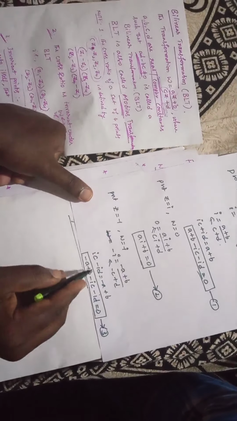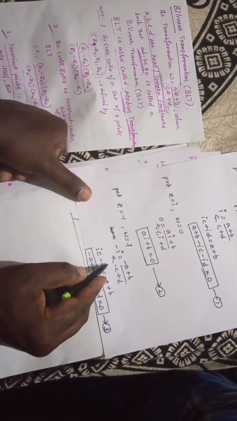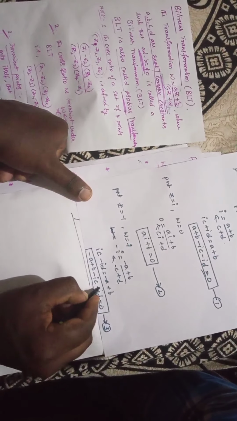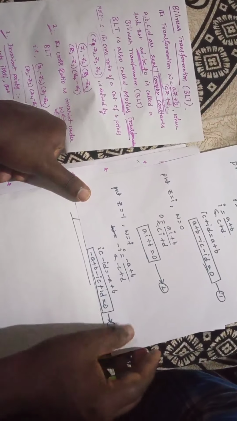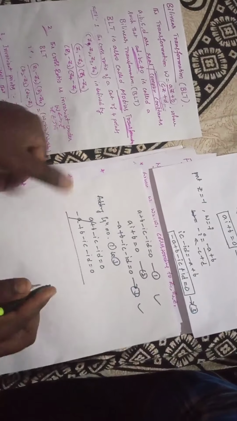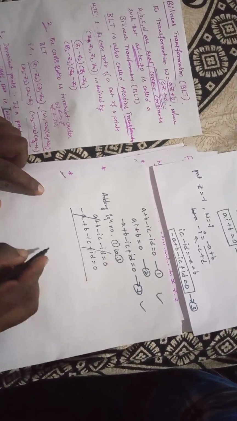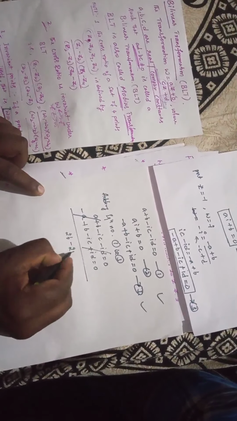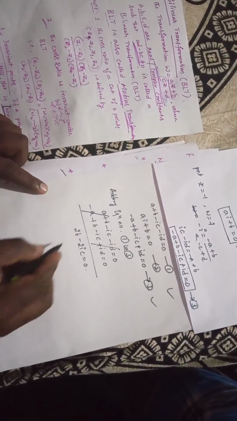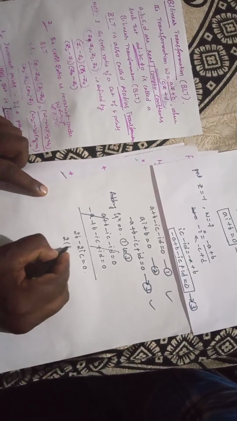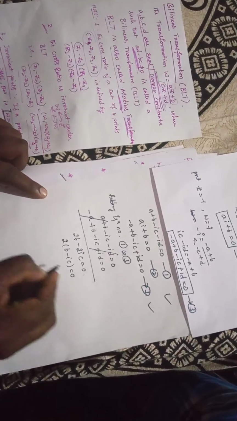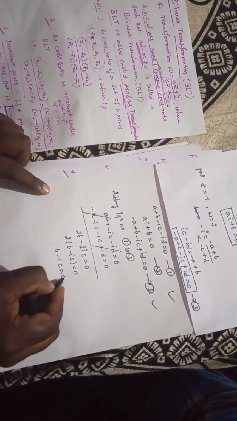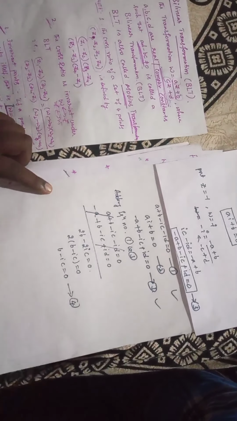Sorry, this is in equation number 3. See here, in equation number 3, if we shift this minus id to the RHS, that becomes plus id. So plus id minus id get cancelled. Here b plus b is 2b, minus 2ic equal to 0. Write 2 outside: b minus ic equal to 0. Call it equation number 4.